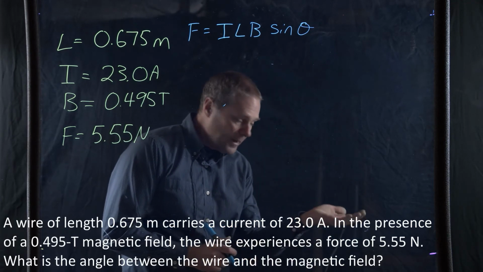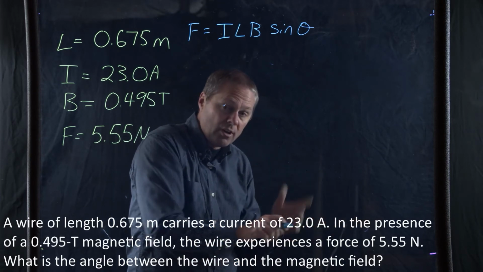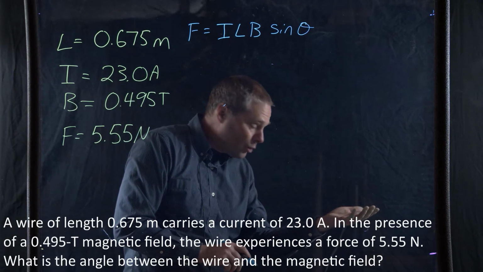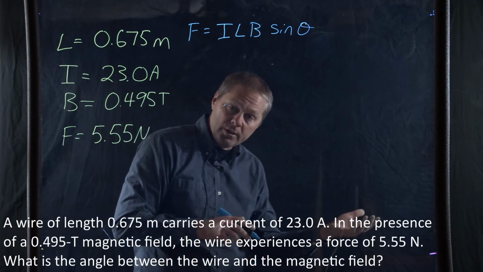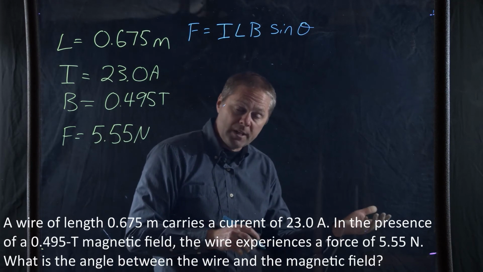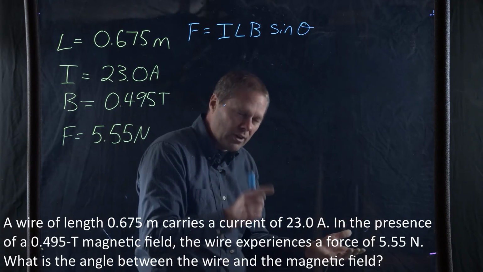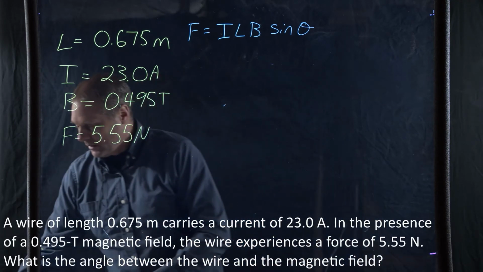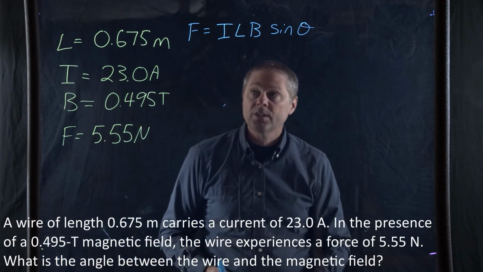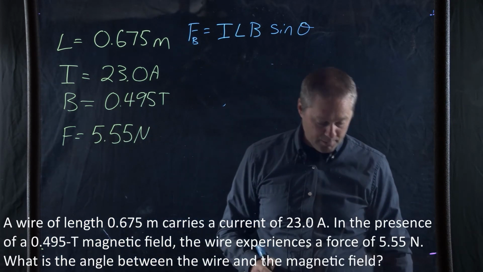Remember, your fingers on your right-hand side are going to point in the direction of the magnetic field, your thumb is going to point in the direction of the current or the charge that's being carried, and your palm is going to be the direction of the force of the magnetic field. All right? So we have this equation here. This is going to be a magnetic force, not an electric force.